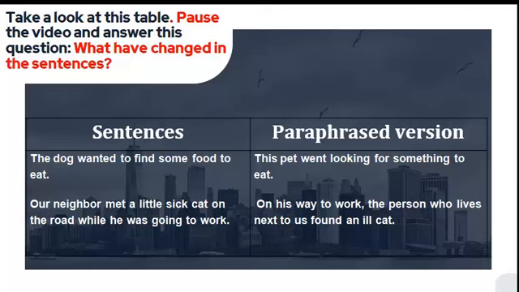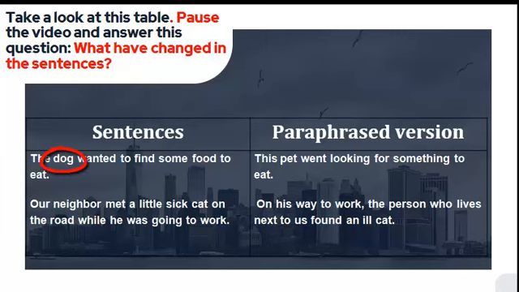So basically, when you paraphrase, you change the words, you change the structure, you change the punctuation. You try to express the meaning in your own voice, in your own words, using different structures without changing the meaning. This is the most important part of paraphrasing. You don't have to change the meaning, otherwise it is not paraphrasing.